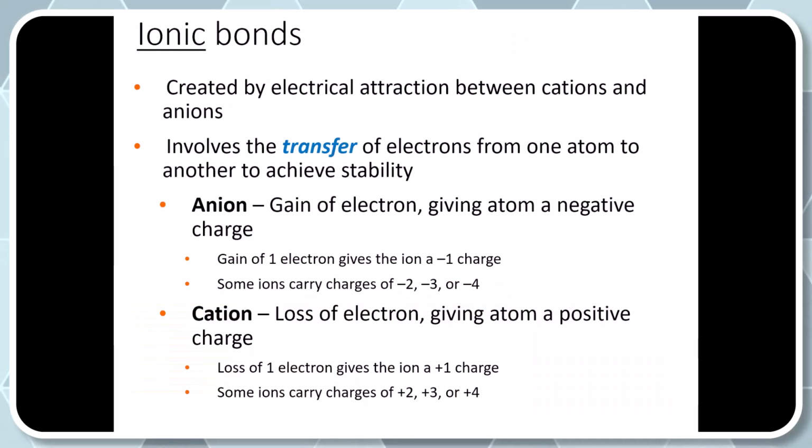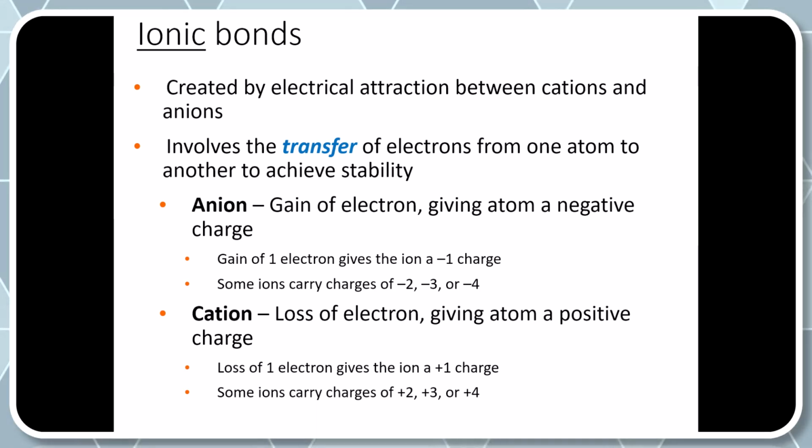So ionic bonds are created by the kind of electrical attraction between a cation and an anion, or another way to describe this is the transfer of electrons from one atom to another. If you go back to that first sentence and you're like, what is a cation and an anion? So an anion is when an atom has gained an electron. So that gives an atom a negative charge, right?